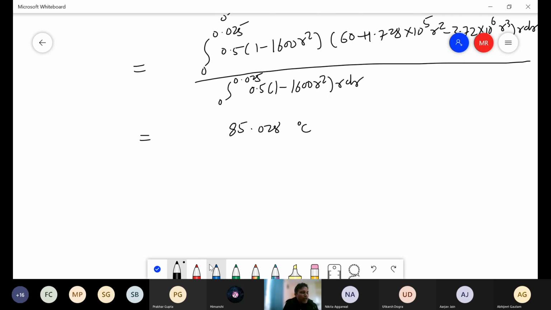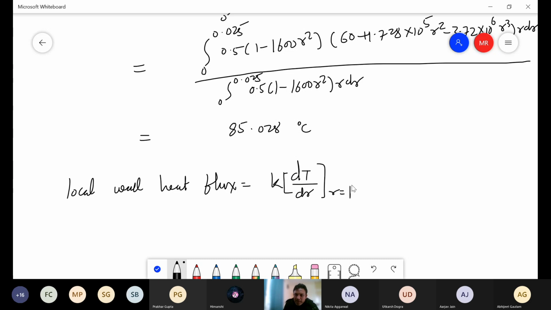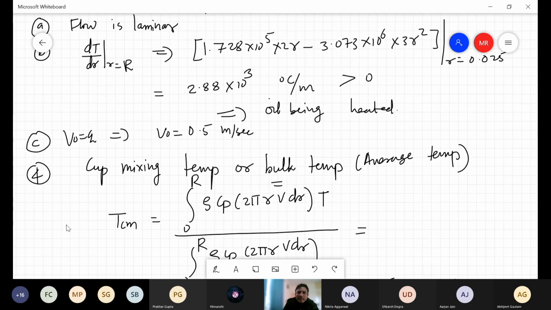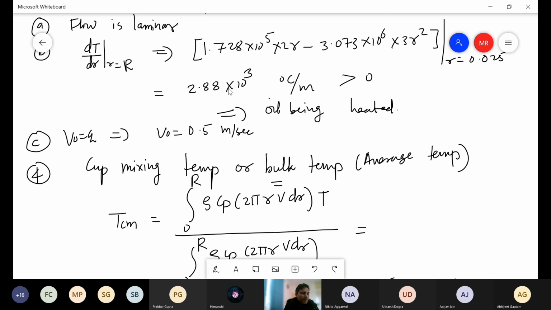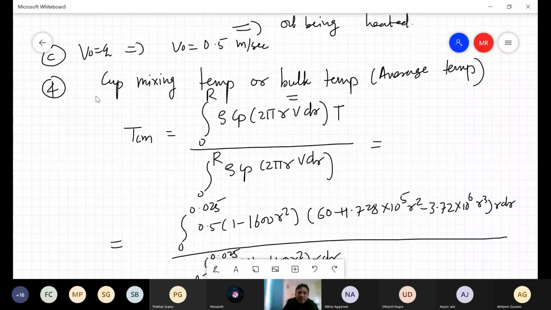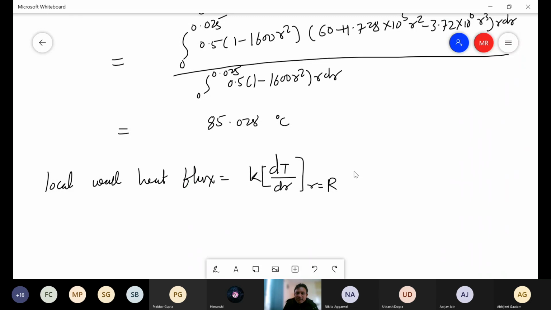So the next point is we have to calculate the local wall heat flux, isn't it? Local wall heat flux will be given by what? It will basically be k dT/dr at r equals capital R, isn't it? That is going to be the local wall heat flux. We have already calculated dT/dr at r equals R, and that value is 2.88 into 10 raised to power 3. Multiplied by thermal conductivity, it will give you the local wall heat flux.